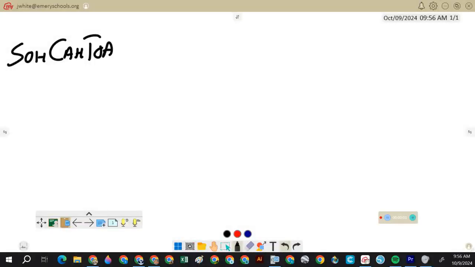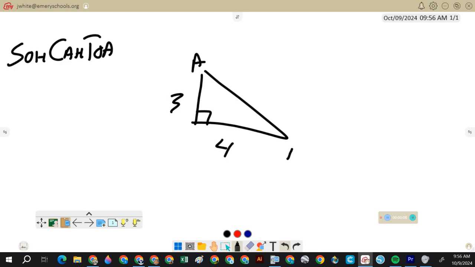Let's do a quick review of what we did last time. So if I had a right triangle that was labeled like this, whoa, that's not what I wanted to do. I wanted that to be a 5. So, what is the cosine of B?